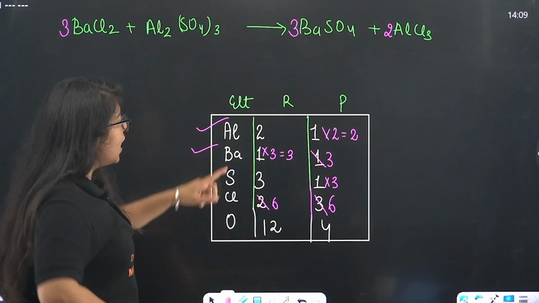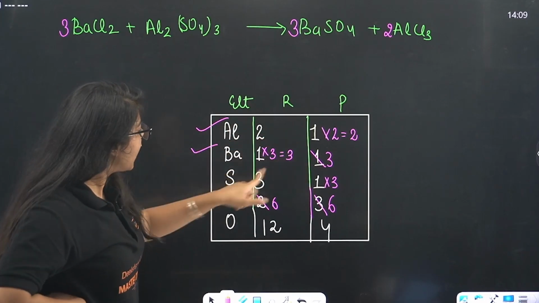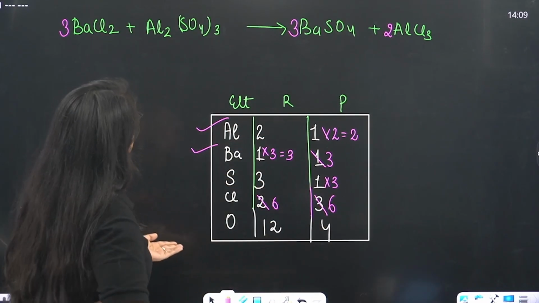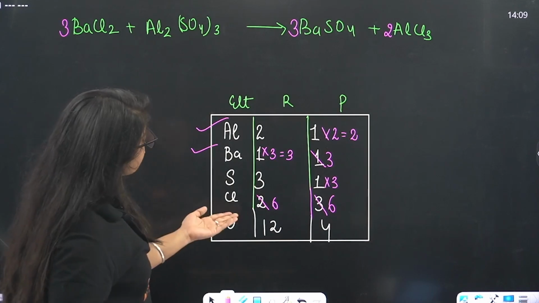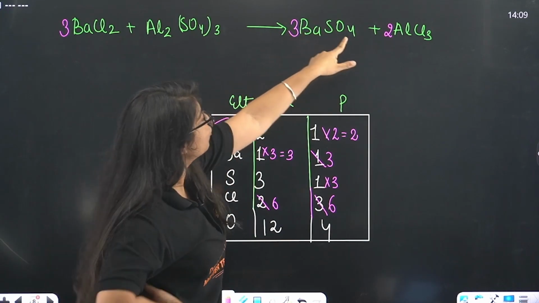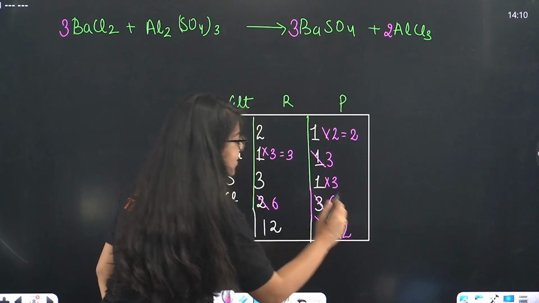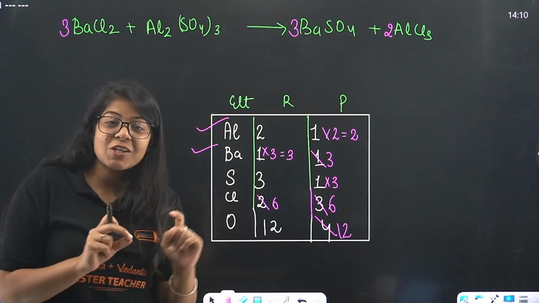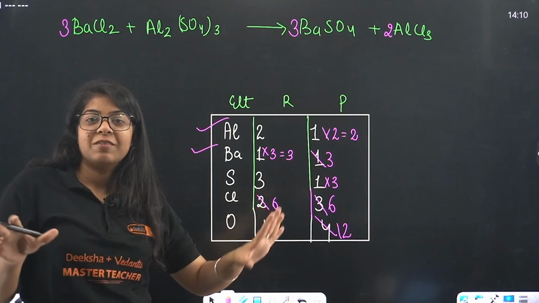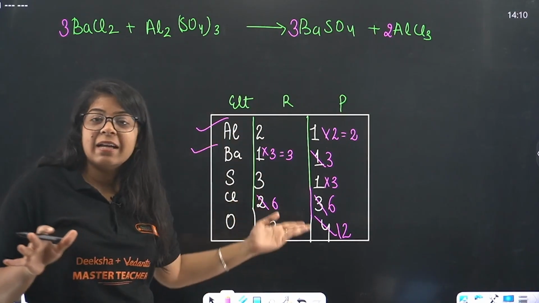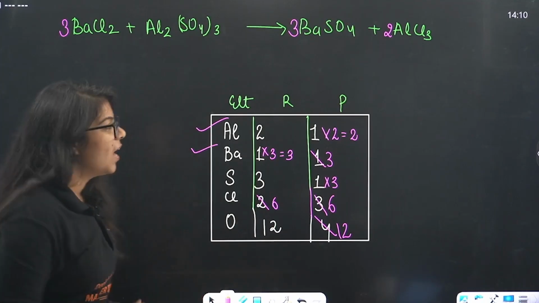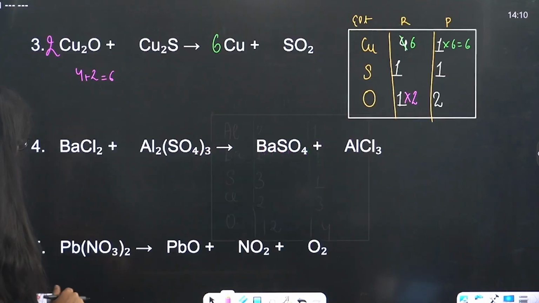Now, aluminium balanced, barium balanced, sulfur balanced, chlorine already balanced, oxygen. Oxygen is left. How much is it? Oxygen, see, in trying to balance barium, we unbalanced oxygen. 3 into 4, already balanced. So the equation you feared the most, half of it got balanced on its own. We just balanced 3 things, and the other 2 things balanced on their own. That's the beauty. Okay, great. Next, move on to the second.